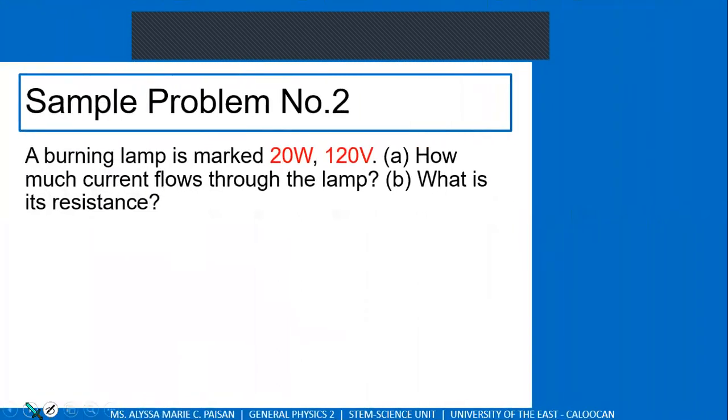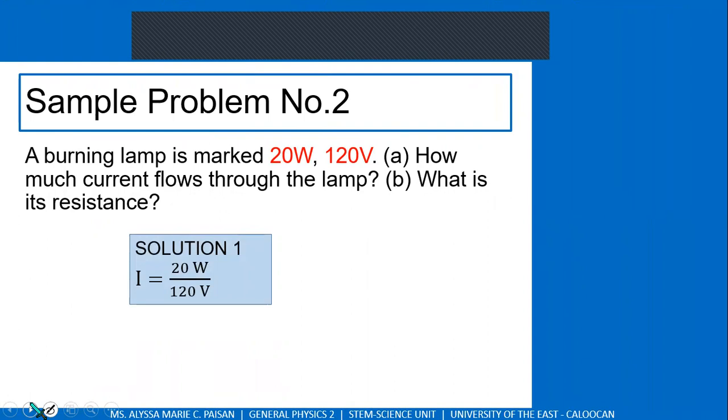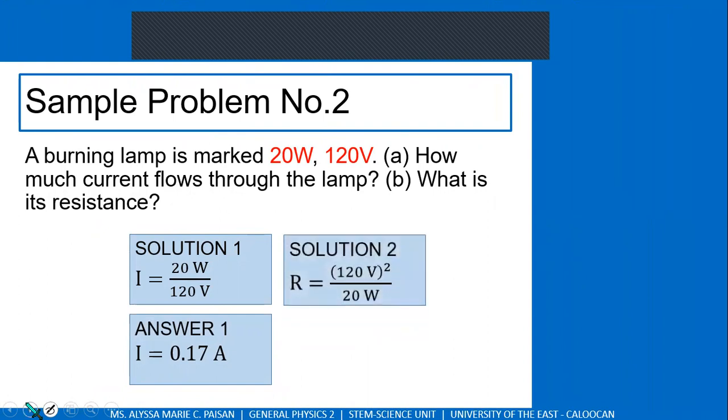And then we're going to substitute for the letter A. And then the answer would be current is 0.17 ampere. And then the solution for number 2, again, we substitute and we get 720 ohms.